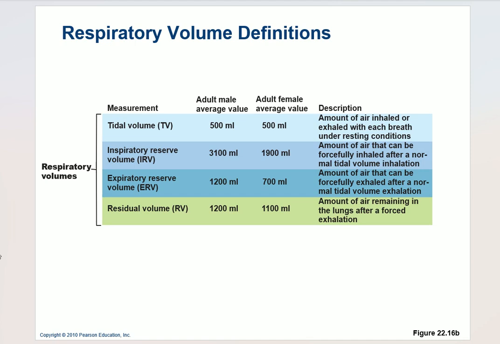Conversely, your expiratory reserve volume is the same thing, but it's breathing out and then forcing more air out. That forced extra is the expiratory reserve volume. Your residual volume is the air that's left in the lungs after the expiratory reserve volume. If you don't have any residual volume, then you have lung collapse. So there's always going to be some residual volume left in your lungs.